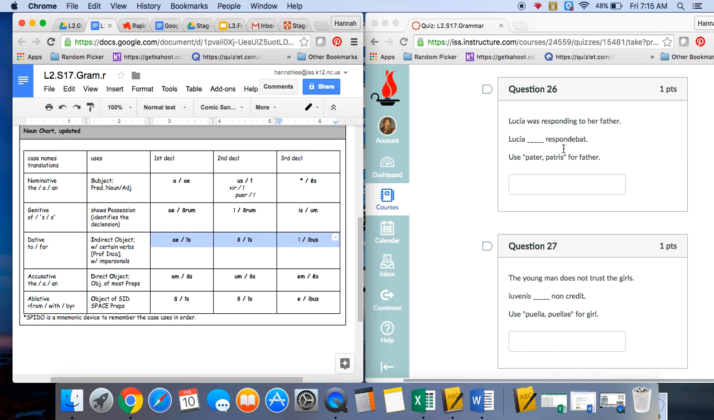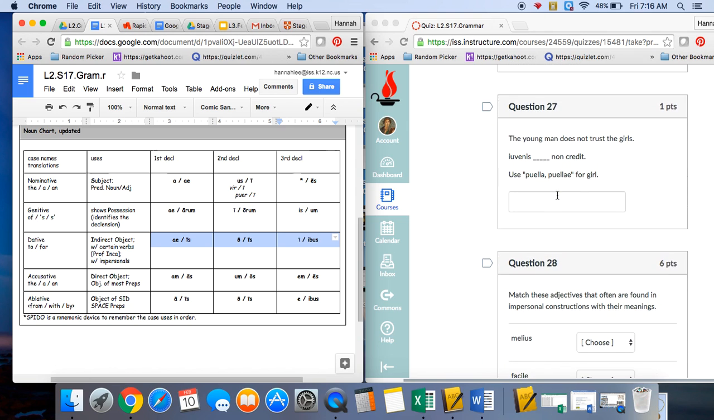Number 26. Lucia was responding to her father. Respond is one of the words that take the dative. It's just one father. Pater, patris is a third declension noun. So over here in third declension, we're looking for a dative. You have the I ending. The root word is P-A-T-R, because you take off the I-S, and then you'll add the I to the end of it. P-A-T-R-I.